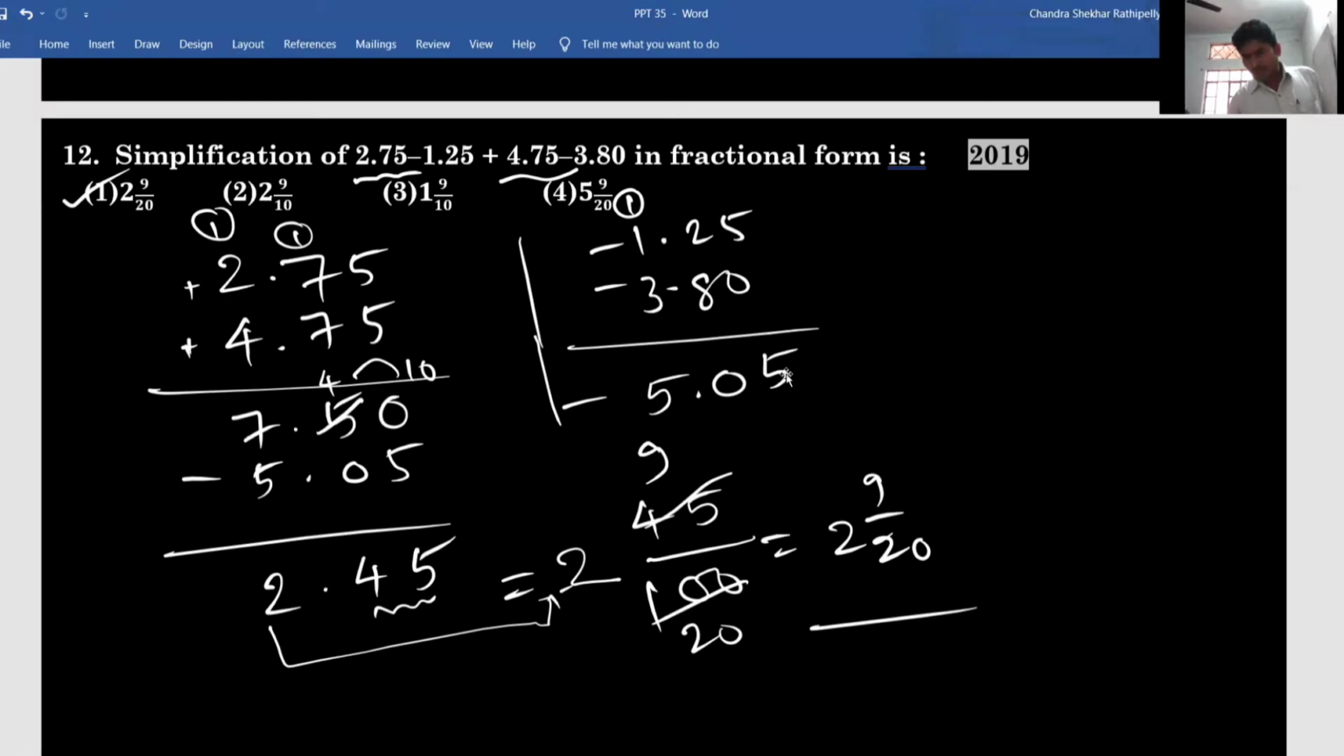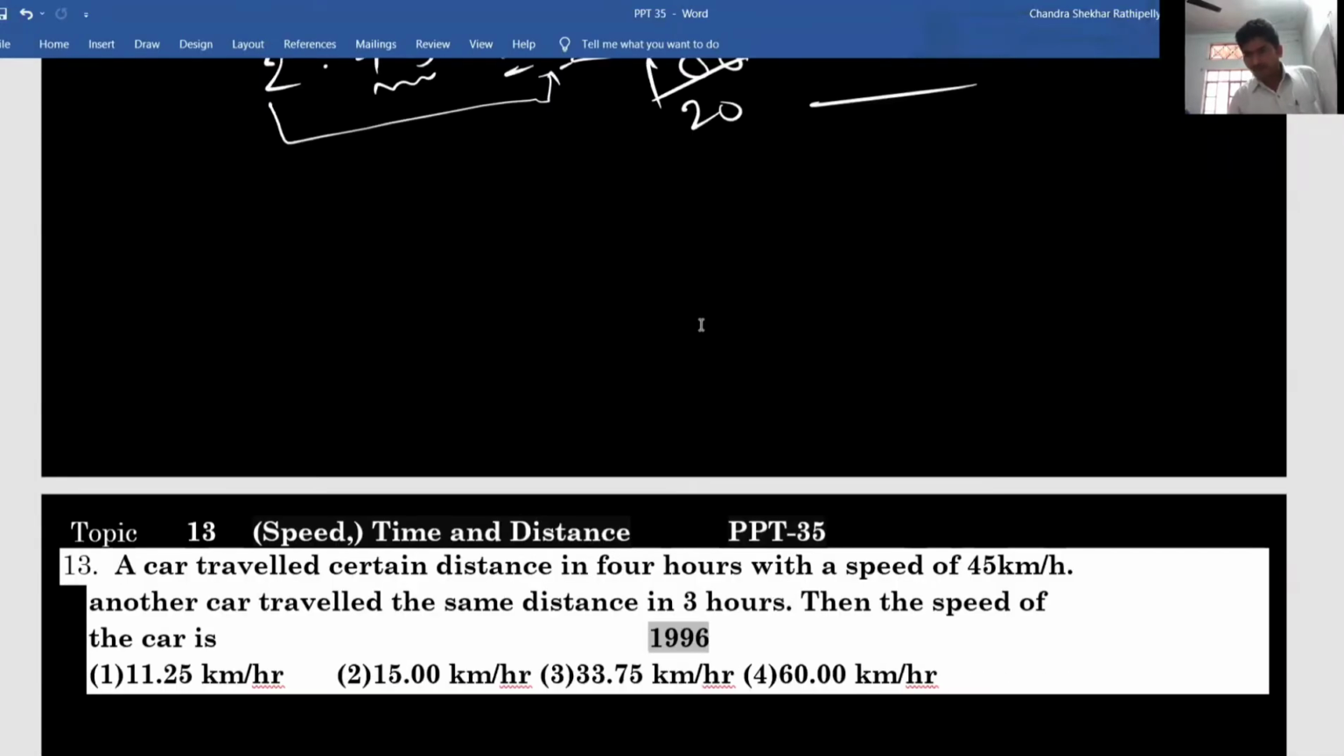So many children solved this 12th problem. Very good, very nice. Maidar Reddy, very good. Madhulika, good. Yashwant Rishi, good. Oracle, good. Okay, very good, children.